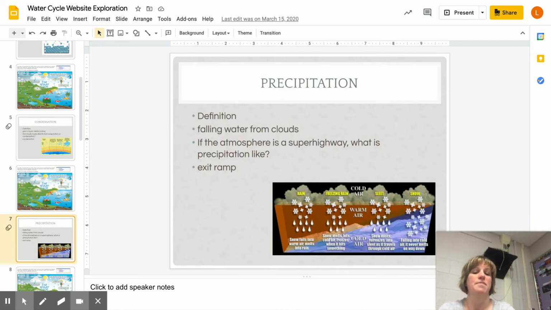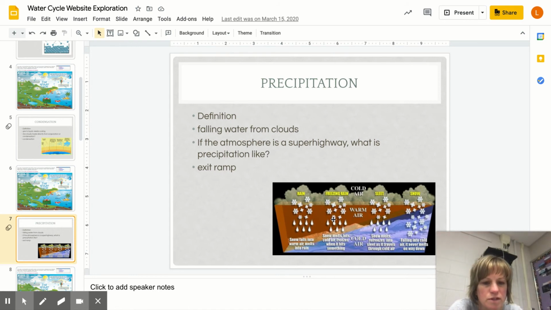And so there was a comparison made on this website. If the atmosphere is like a superhighway, like Route 16, say, what's precipitation like? And it's really like the exit ramp. So it's returning water to Earth's surface in order for the whole process of cloud formation to happen again.